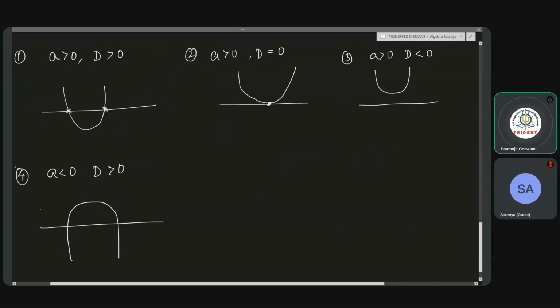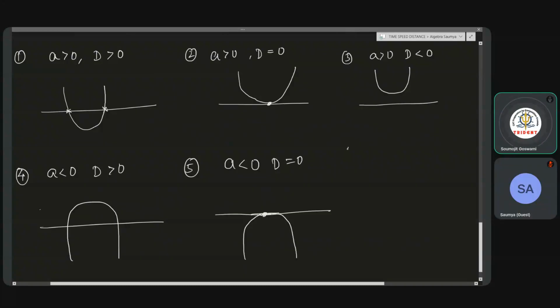The fifth one is going to be when, let's say, A is less than 0 and D is equal to 0. In this case, again, it is going to be a parabola, but the parabola is just going to touch the x-axis. Okay? It is getting cut by mistake, but you get it.